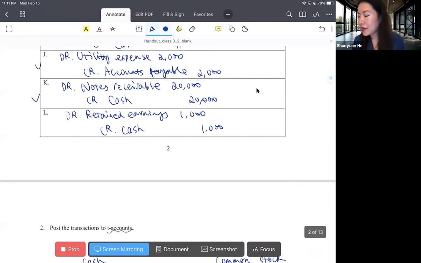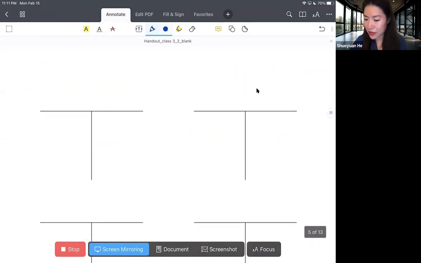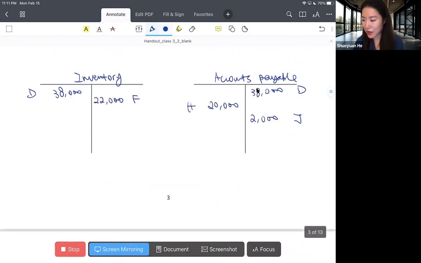Transaction K, debit notes receivable 20,000, credit cash 20,000. Notes receivable is a new account. And credit cash.